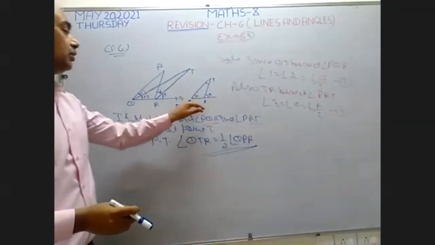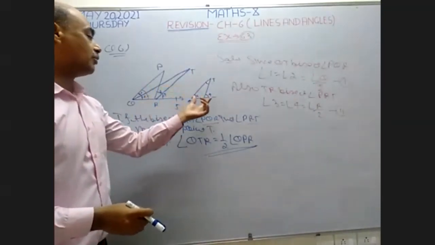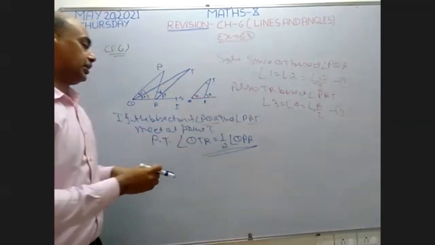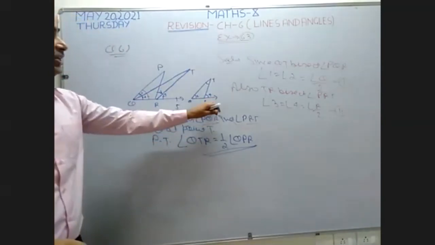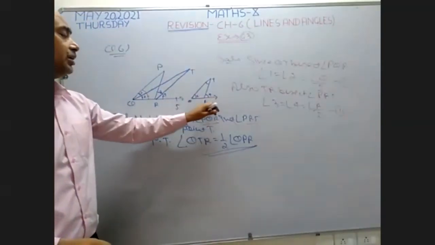Why did I take this out from the figure? I want to use one property. Which property do I want to use? I want to use the exterior angle property. What is the exterior angle property?